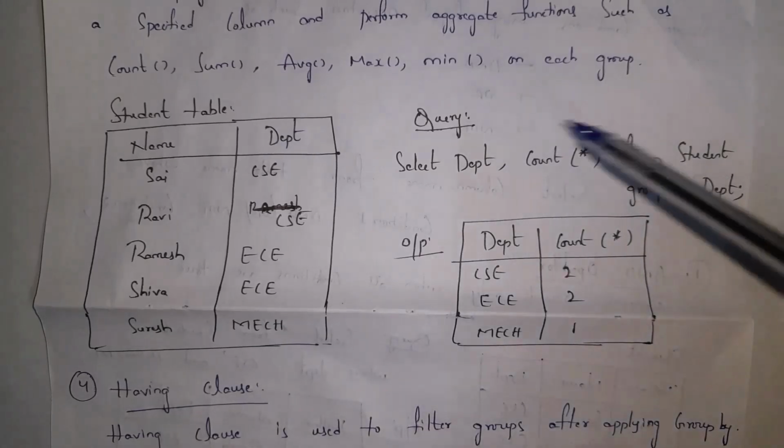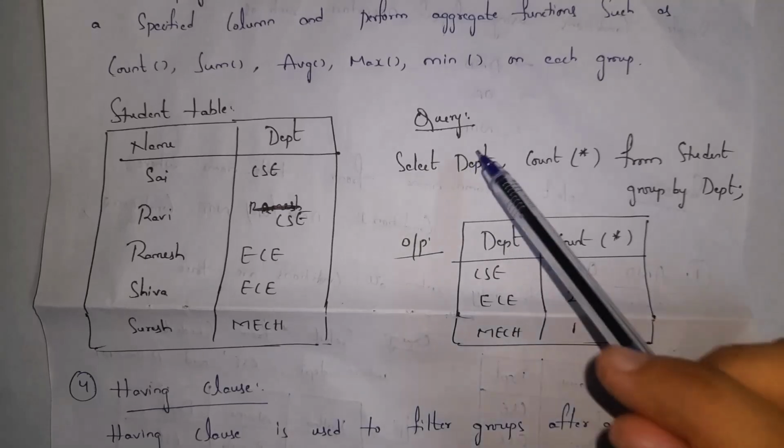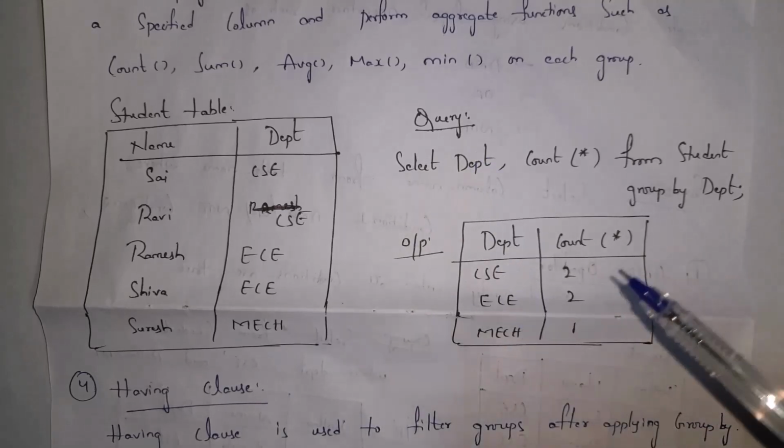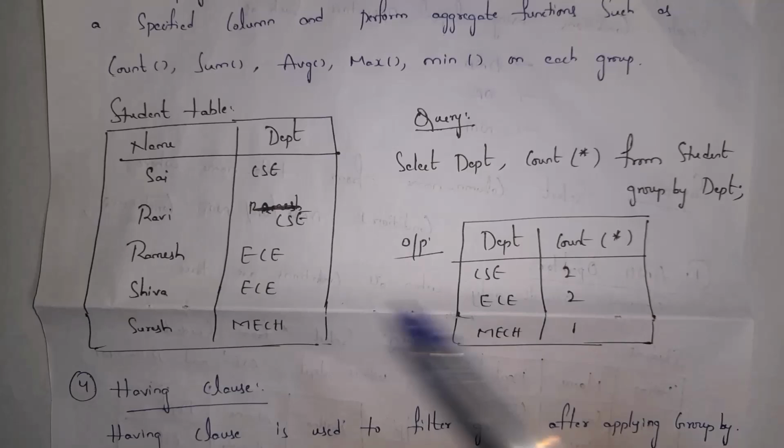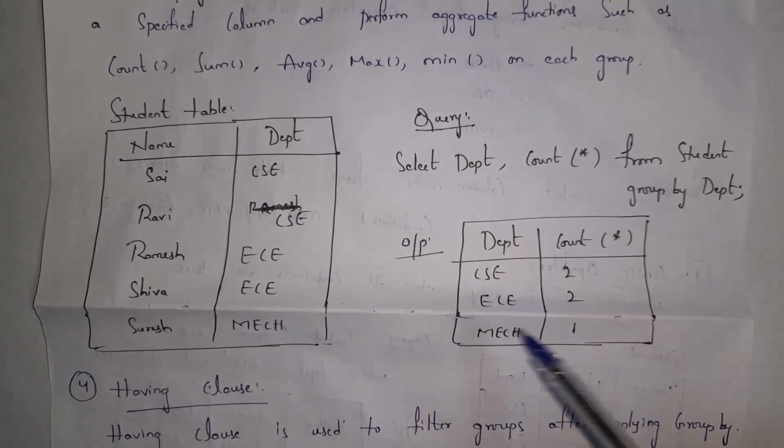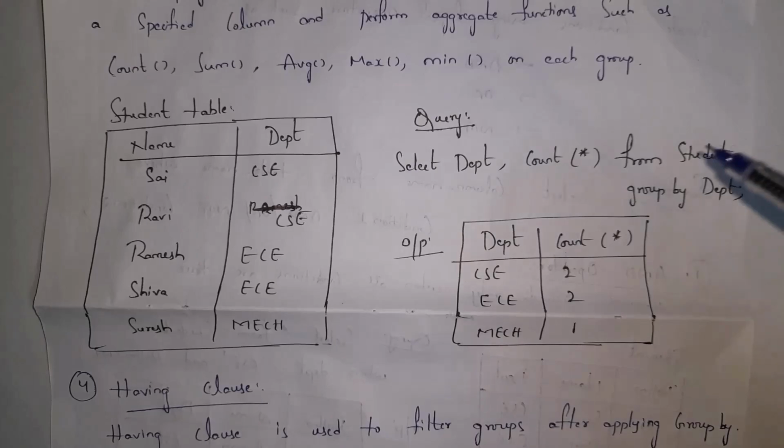So whenever I execute this query, I will get output. First it will print department column and then it will give count. So CSC repeated twice, so output 2 and next ECE 2, MEC 1. This is my output. So by using group by clause, we can group similar values into a single value.